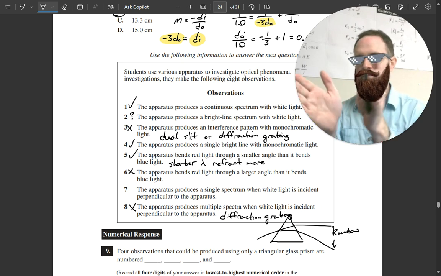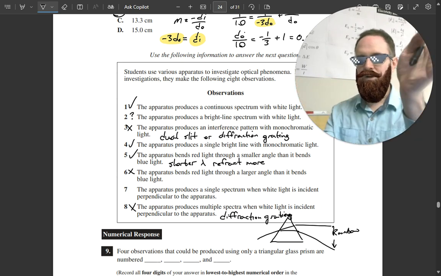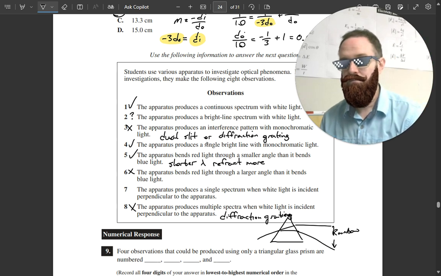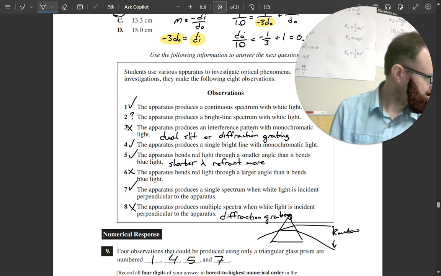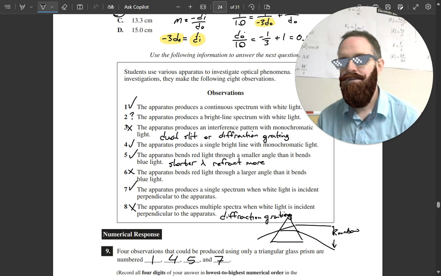So they have light coming in, it diffracts, and you get these multiple rainbows. Here, there's only one rainbow, right? So you only get one rainbow. So the answer's got to be 1, 4, 5, and 7. Is that what they say? Yeah, it is what they say. 1, 4, 5, and 7.